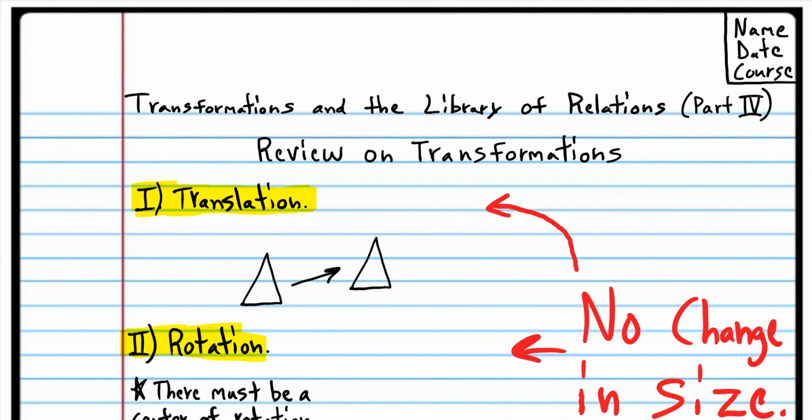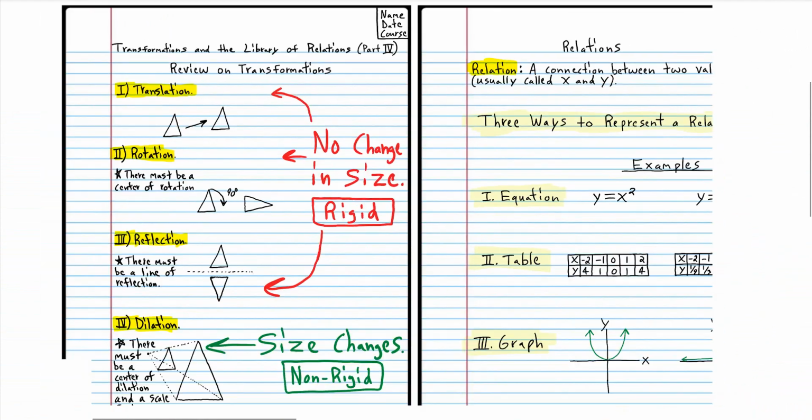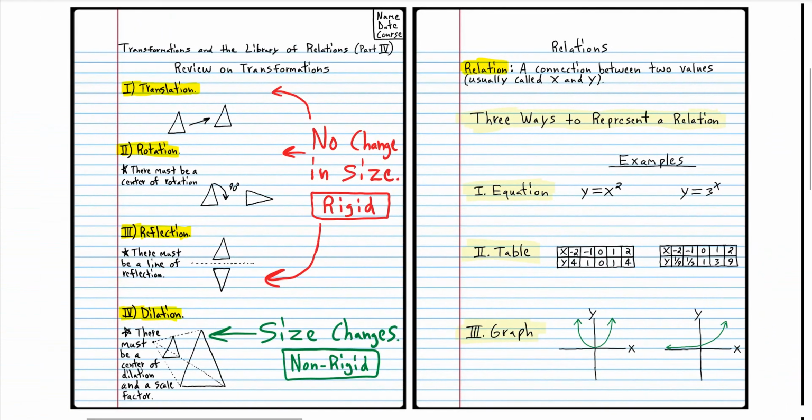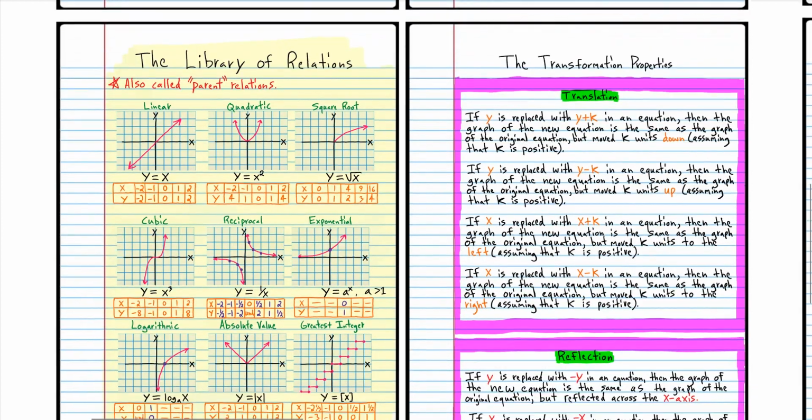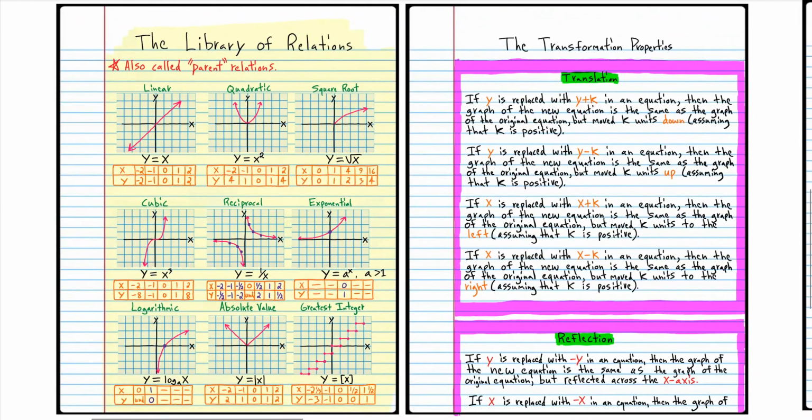In the previous classes, we reviewed transformations at the left, and we introduced the idea of a relation at the right. You can look over that information if you'd like here. We also introduced the library of relations. Be sure to get a picture of the library with your phone. You're going to need that in front of you as we go along today, as in the previous classes. You're also going to need the transformation properties at the right.